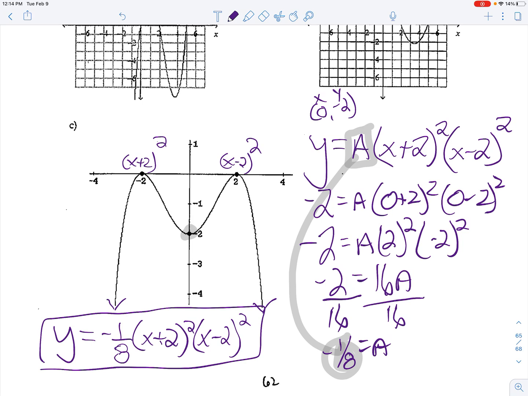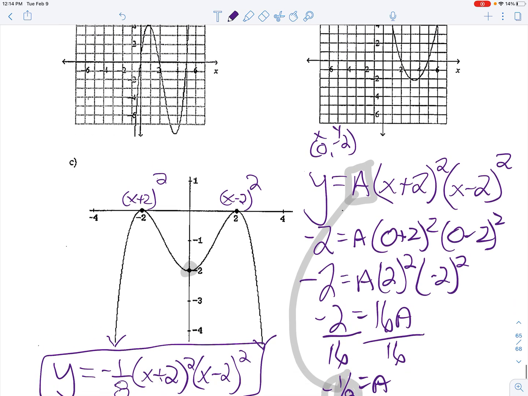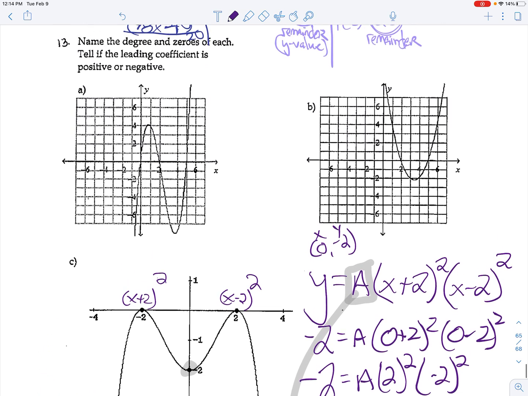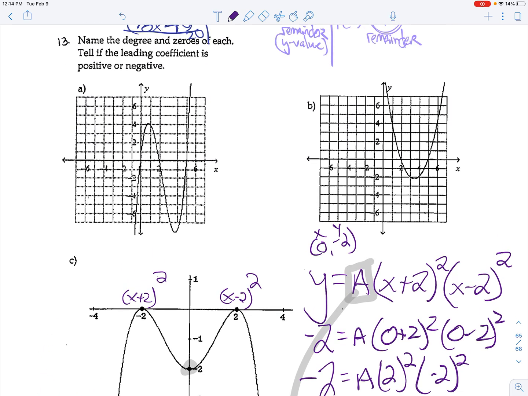All right, so y is going to equal -1/8 times (x + 2) squared times (x - 2) squared, and the order does not matter with the factors. And that is the equation for that function, people.